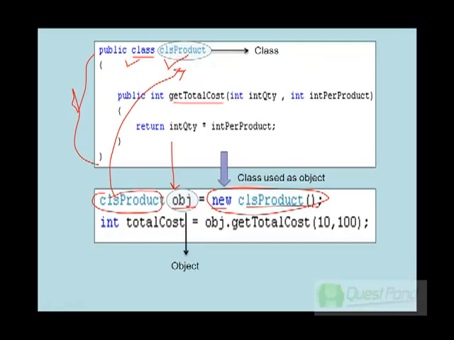So to define a class, you use the class keyword, and to define an object of that class, you use the new keyword. Once the object is created, you can then make calls to the functions. Over here, when I create the object called obj, I can now call the function in the object by saying obj.getTotalCost, give whatever the value is, and get the output.